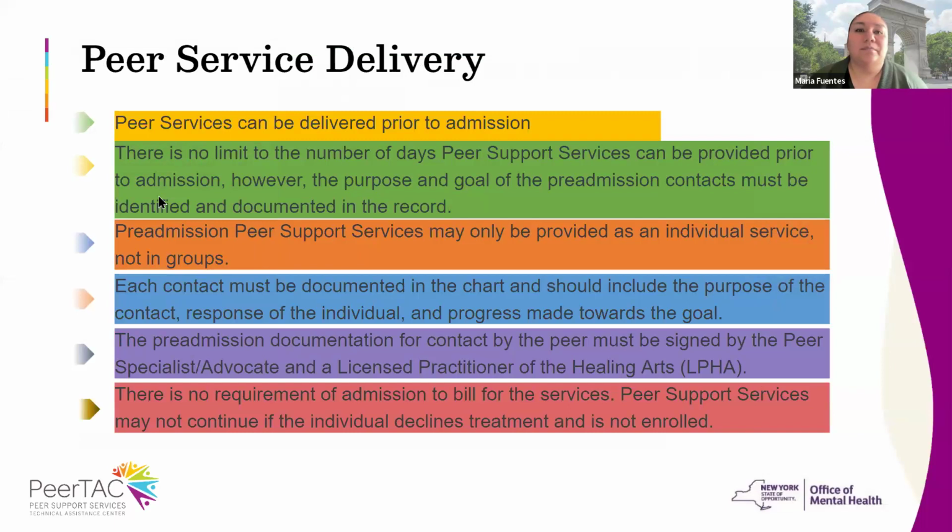Peer service delivery. Okay, so let's remember this about peer service delivery. They can be delivered before admission happens. Peer support services have no limit as long as the goal is identified and documented. Peer services before admission can only be individual, not as a group. Each contact must be documented, including purpose, response, and progress made towards the goal, right?